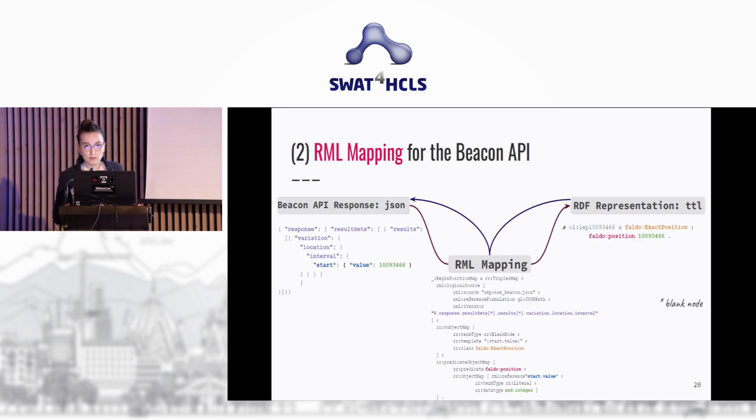And this is just a short snippet of the RML mapping. If I ask our Beacon API a question, do you have variants surrounding this position? Maybe it will tell me, yes, I found a variant and its start value is this value in green. Then my RML mapping sets the rule that this green portion is an integer, and it's linked with a FALDO position attribute towards something that is a FALDO exact position. And we did this for the start of the variant, the end of the variant, the alleles, and also the variant itself, obviously.